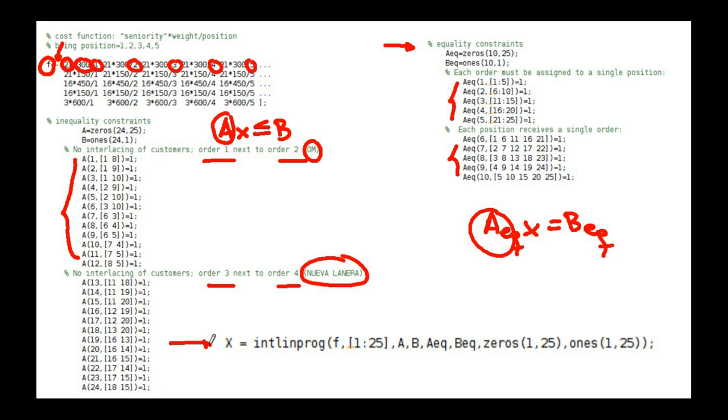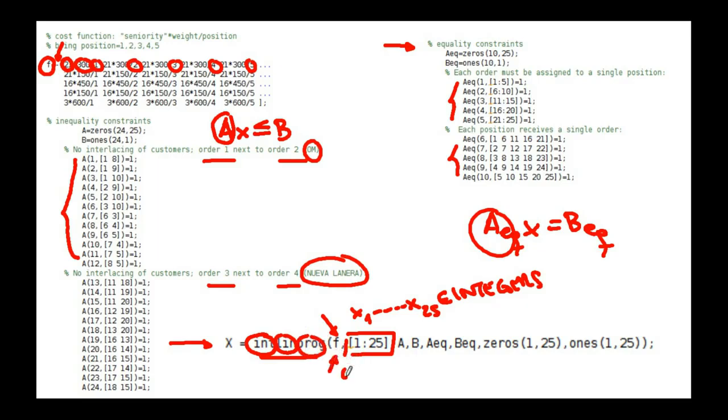So finally, we call the intlinprog.m function. I must give MATLAB these input arguments. This f is the coefficients. This is the array of coefficients for the cost function, and then this means that from x1 till x25 all of them are integers. So this name comes from integer linear programming. This cost function is linear because it's a linear combination of the elements of X. But these elements in X, all of them from 1 to 25, are integers. Then the matrix is A equality, and the arrays B equality must be given.